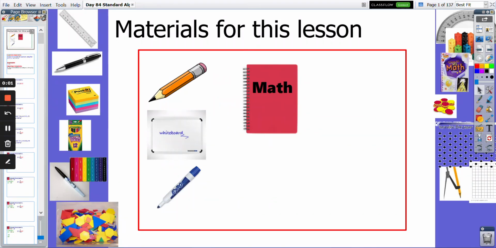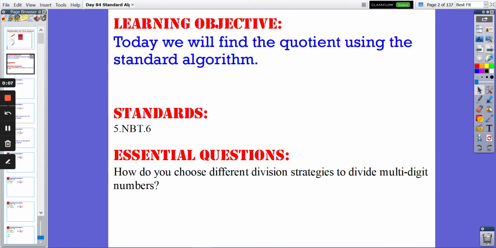Okay, for today's lesson, you need your math notebook, whiteboard, whiteboard marker, and pencil. Let's get started. So today we will find the quotient using the standard algorithm.